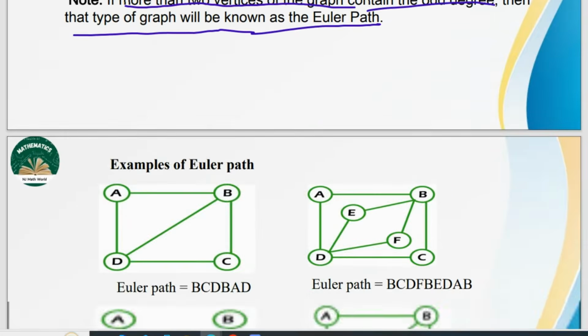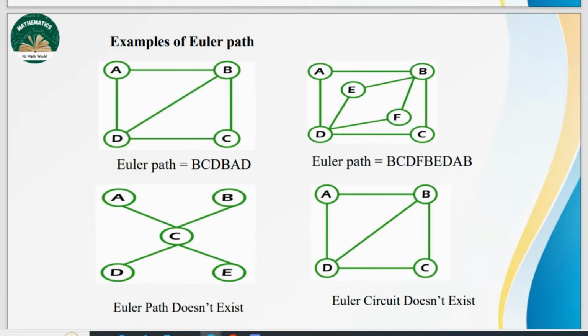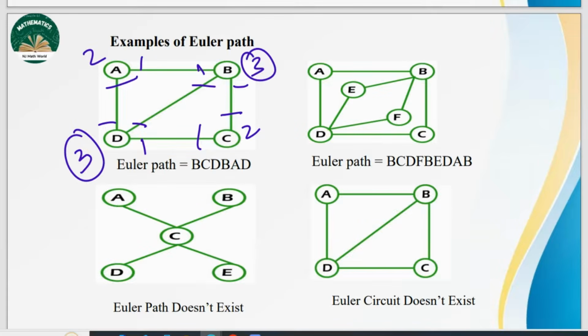For example, you can take here 1, 2, 3, here 1, 2, and here 1, 2, 3. So you can see here two vertices have odd degree, then it has an Euler path. You can take this 1, 2, 1, 2, 3, 4, 1, 2, 1, 2, 3, 4, 1, 2, and 1, 2.